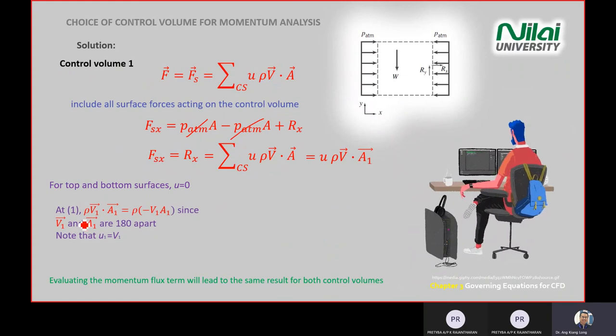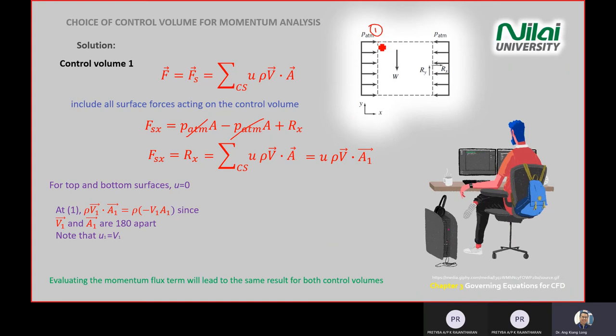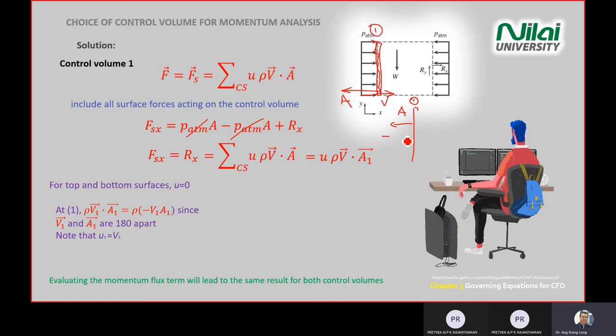The angle between your velocity and area is 180 degrees apart. Because in our control volume on the left, this is point one. The area of this control volume is pointing to the left, and the velocity V is coming in to the surface. So if I draw the free body diagram at control volume number one, on the left-hand side of the diagram, you will see that the area is to the left and the velocity is going into the control volume. So the product of A times V here, you get the negative. Okay, you get the negative.